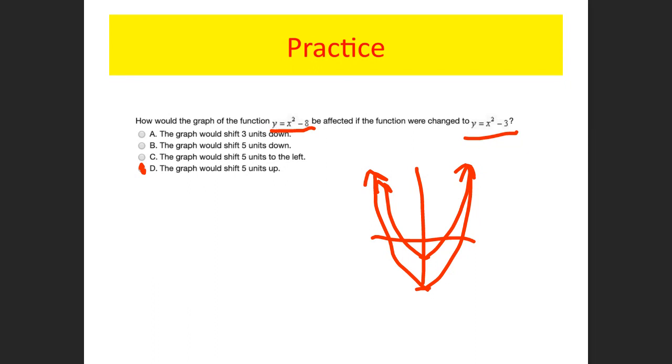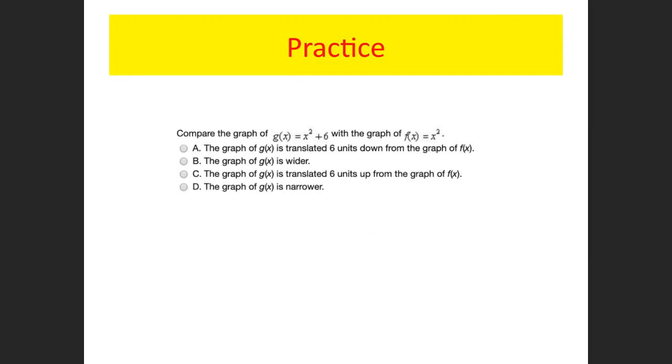Okay, how about this problem? It says compare the graph of g of x equals x squared plus 6 with the graph of x squared. Well, one of them is going to be shifted 6 units up, right? Because x squared is the parent function of a parabola, and x squared plus 6 is just shifted up 6 places.